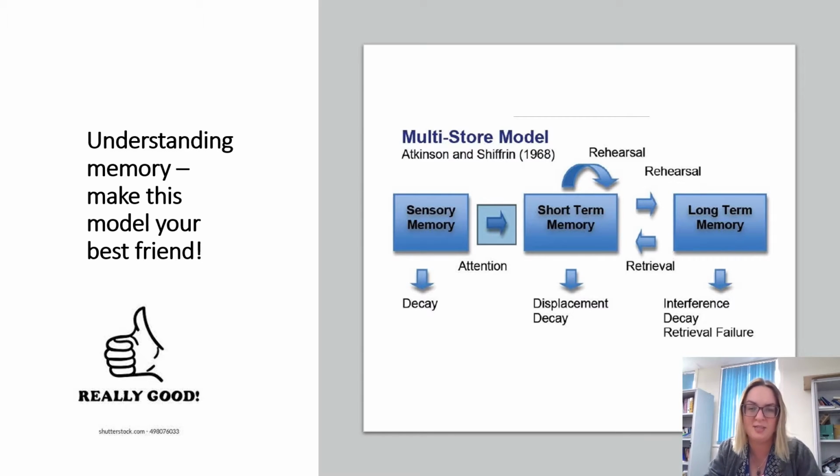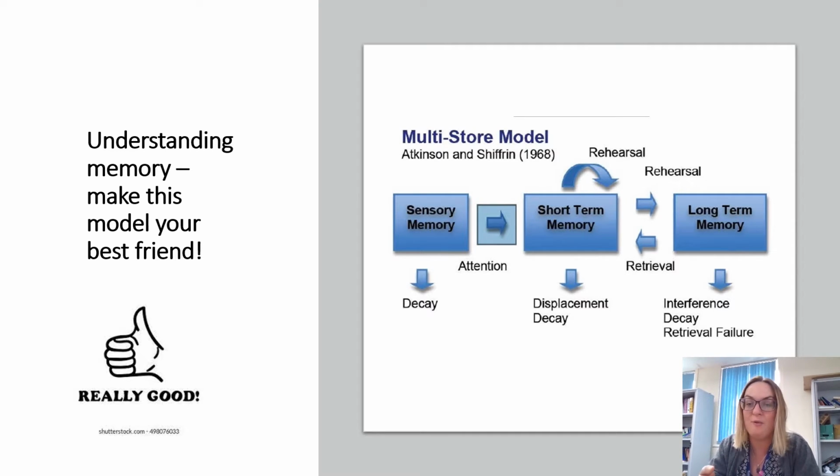Information goes in through the sensory memory. Sensory memory is really short storage for information. Basically anything that is going on around us in a sensory capacity goes into this, and it's almost like a filter. It filters out anything that's not relevant. If information is paid attention to, then it will go through to the short-term memory.